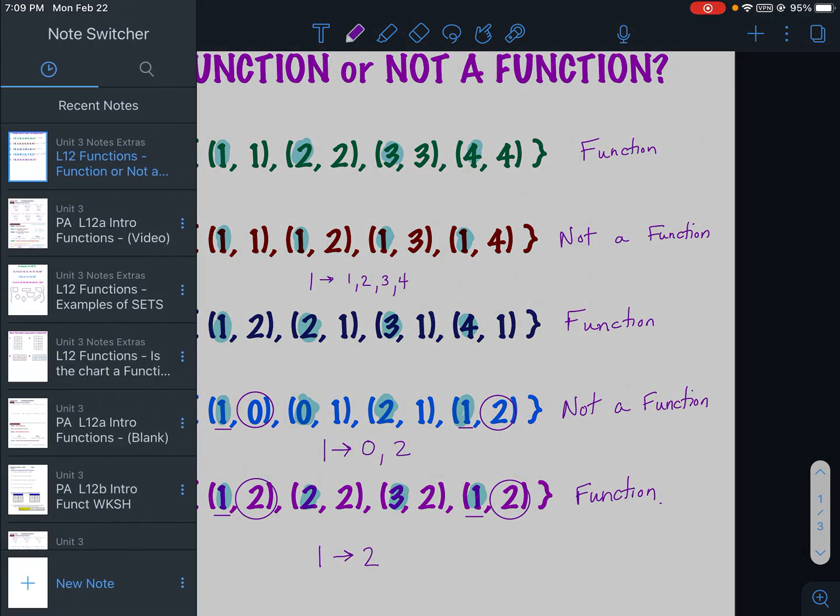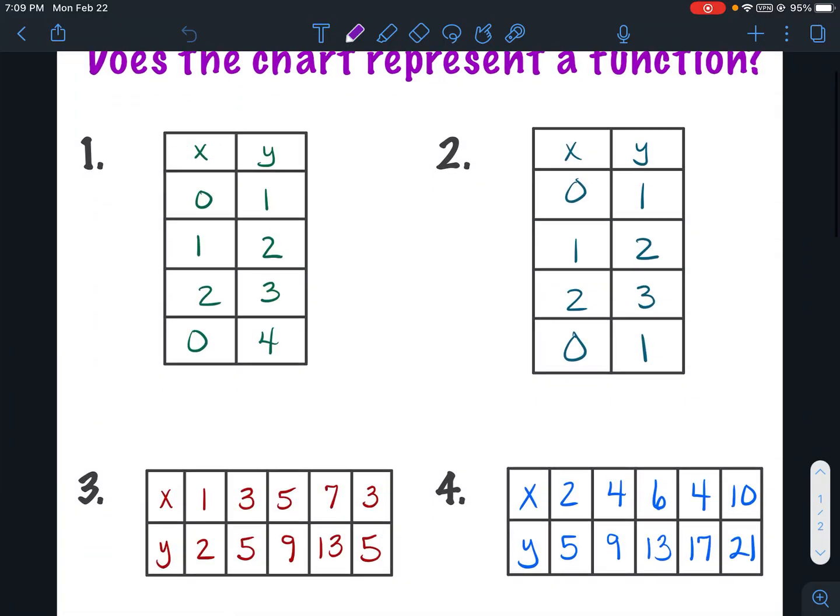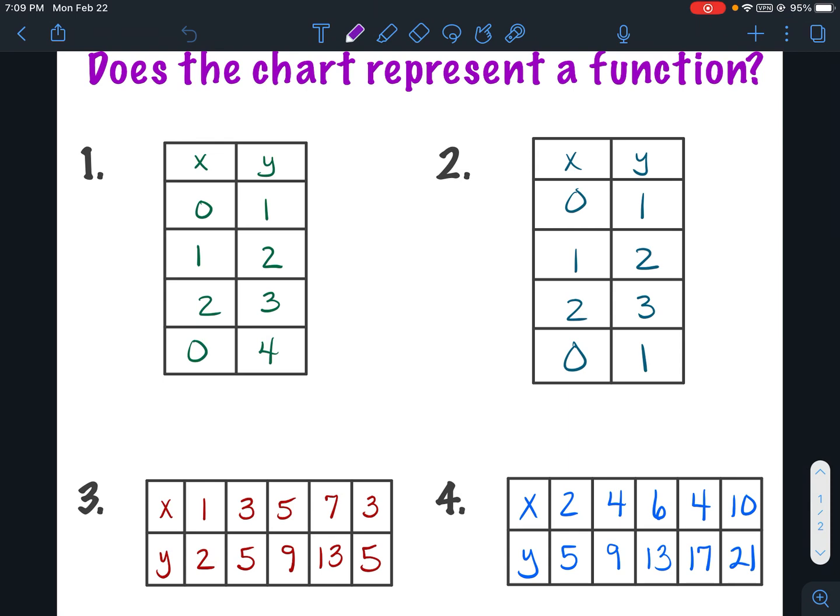Now, sometimes though, they give us relations that come in chart form. Right? You still have ordered pairs. The 0, 1 is an ordered pair. 1, 2 is an ordered pair, and so forth. So we want to determine if these charts represent a function or not. So you want to see, do you have repeating x values or not?